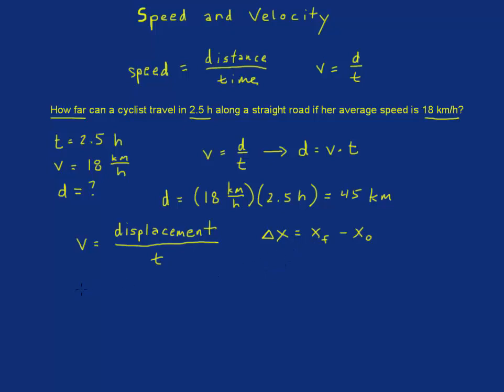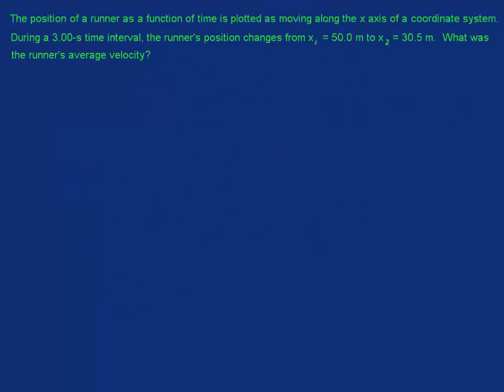All right, so this equation becomes the change in position over time. This is more precisely the definition of velocity. And we're going to do an example so you can see how that works out differently. Okay, let's read this. The position of a runner as a function of time is plotted as moving along the x-axis of a coordinate system. During a 3-second time interval, the runner's position changes from x1 equals 50 meters to x2 equals 30.5 meters. What was the runner's average velocity?